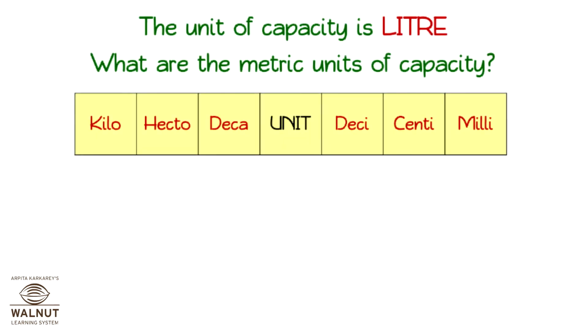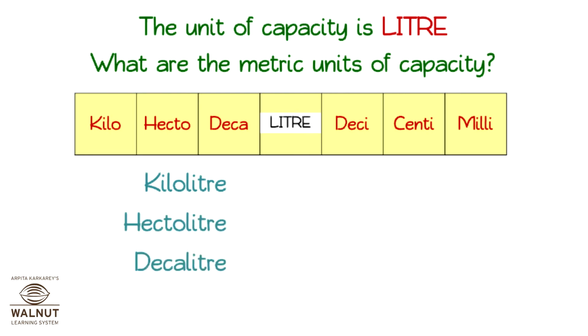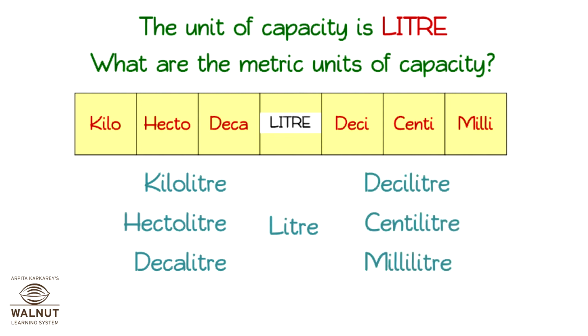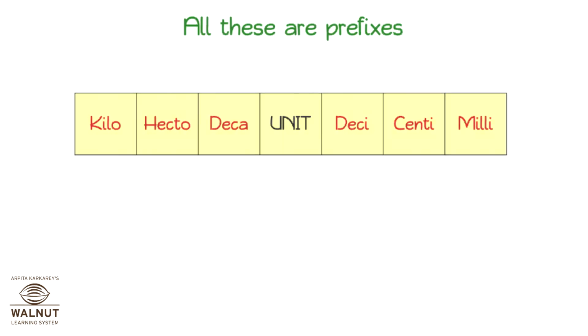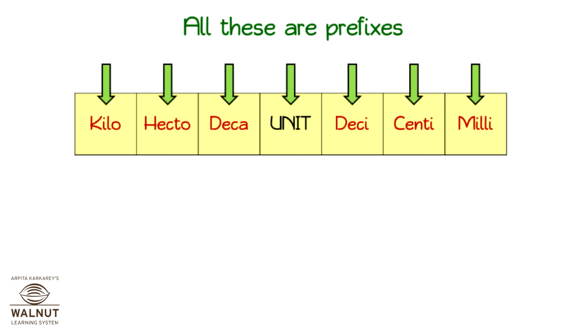The unit of capacity is liter. What are the metric units of capacity? Kiloliter, hectoliter, decaliter, liter, deciliter, centiliter, milliliter. All these are prefixes. What are these names that we attach to the unit to make the name of the unit? They are called prefixes. You have to remember them in the same order.